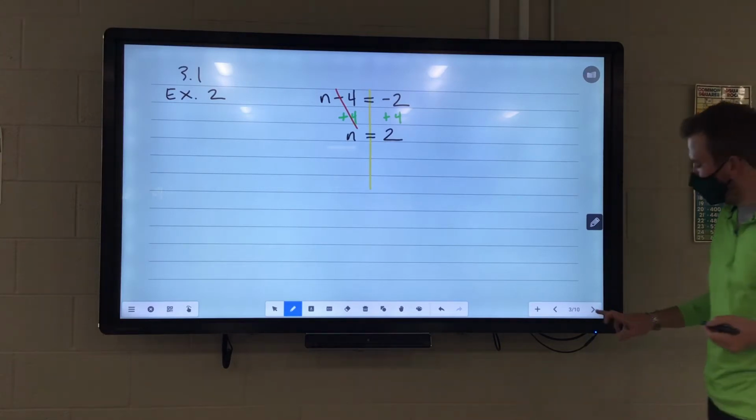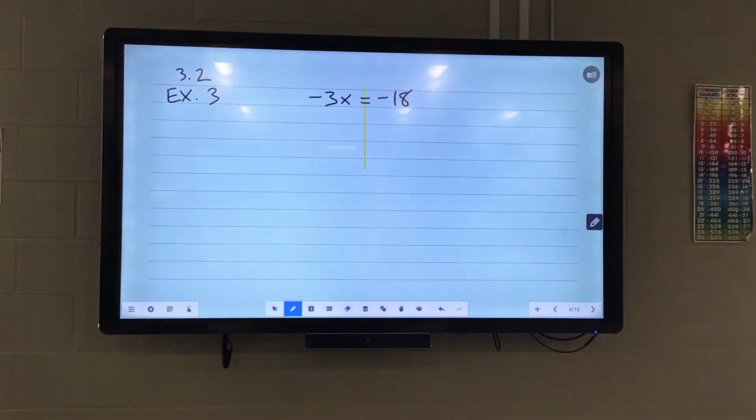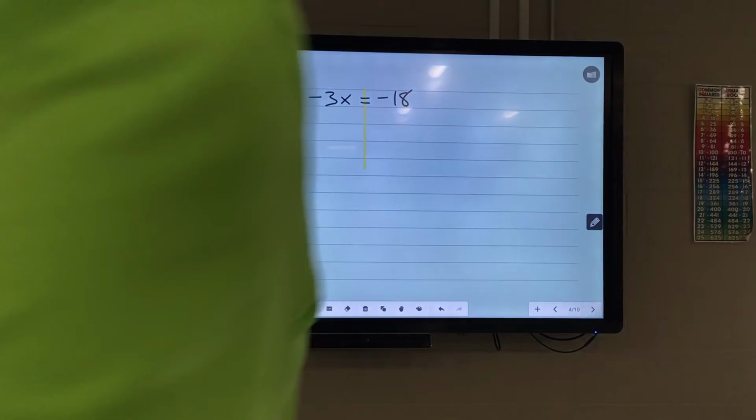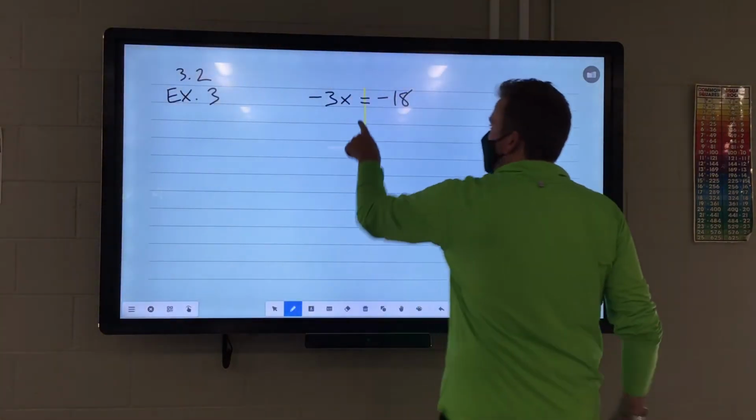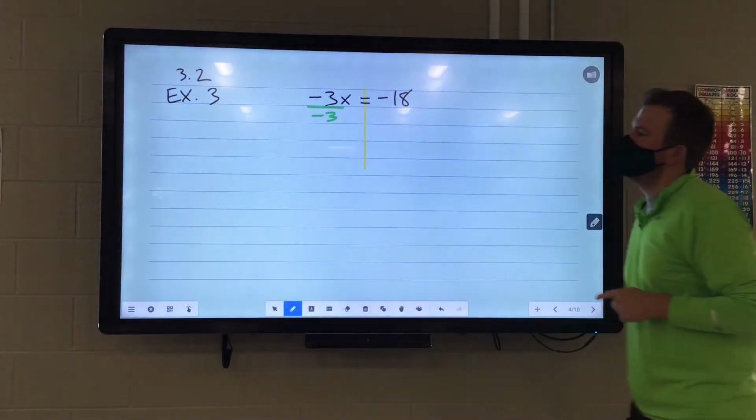We then move on to section 3.2. Now if you look here, you'll notice that my x is not alone on the left side of the equation because it's being multiplied by a negative 3. So what we need to do is we need to do the opposite of multiplying by negative 3. We are going to divide by negative 3.